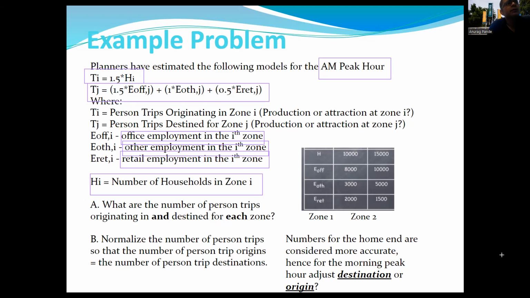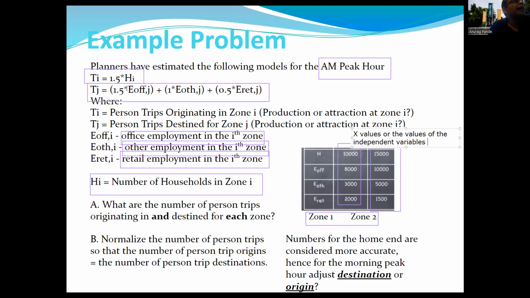And then you have two zones in the analysis. These are your zone 1 and zone 2. And for each of those zones, you're given these characteristics. So these are what we call your X values, i.e. the values of the independent variables. Right? X values are the values of independent variables.